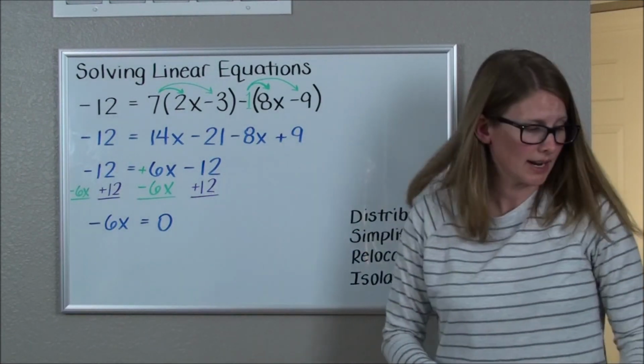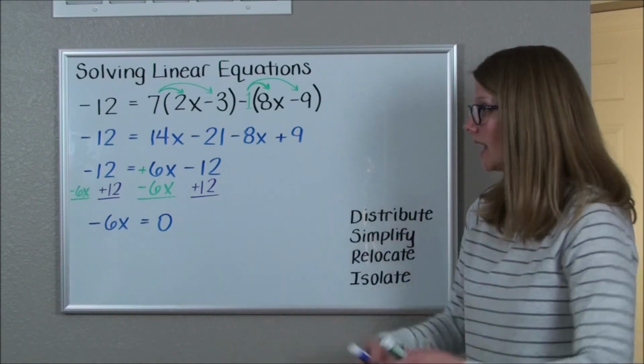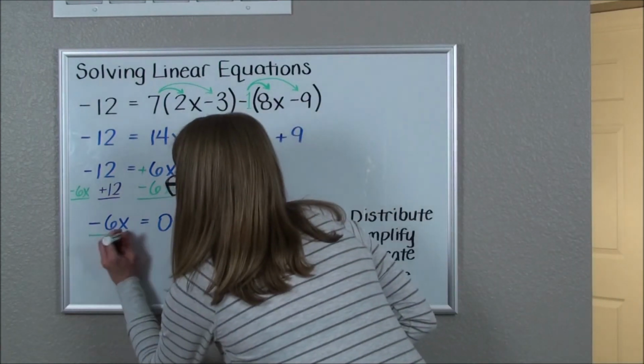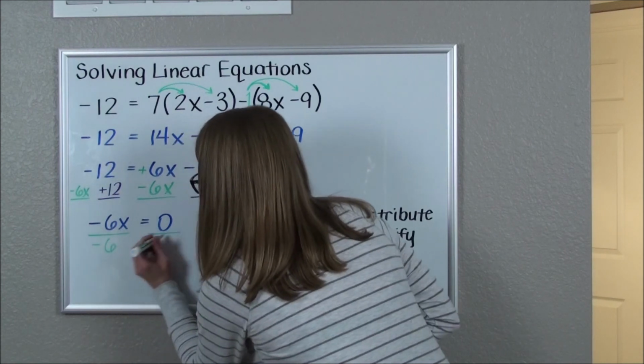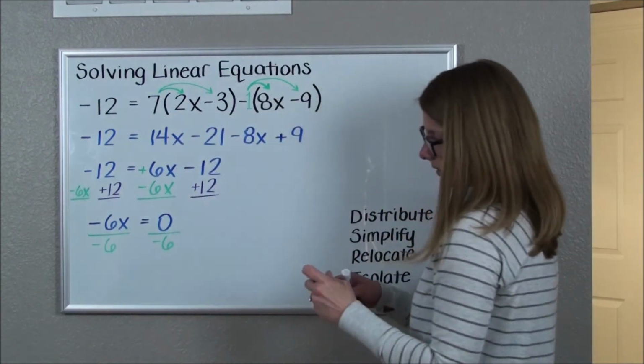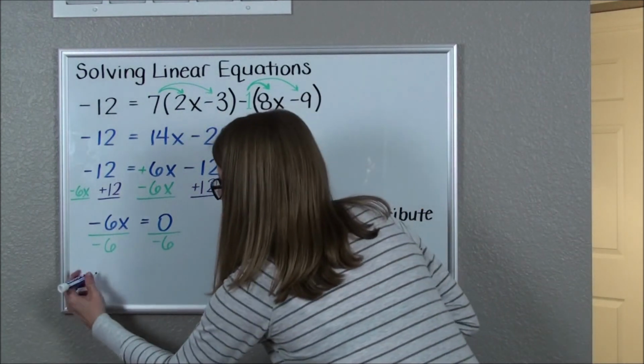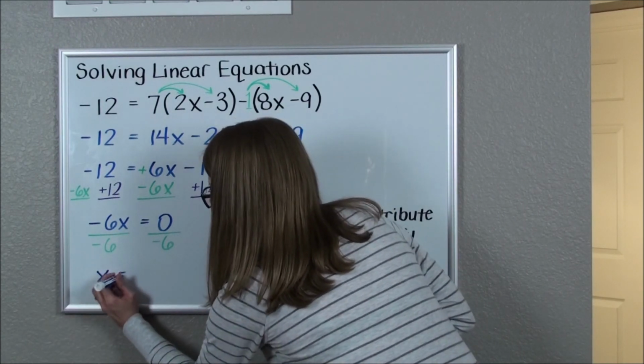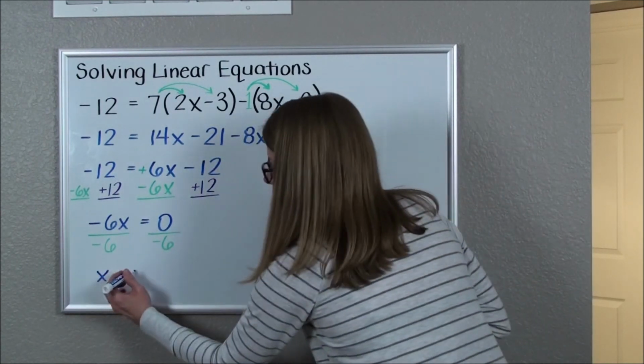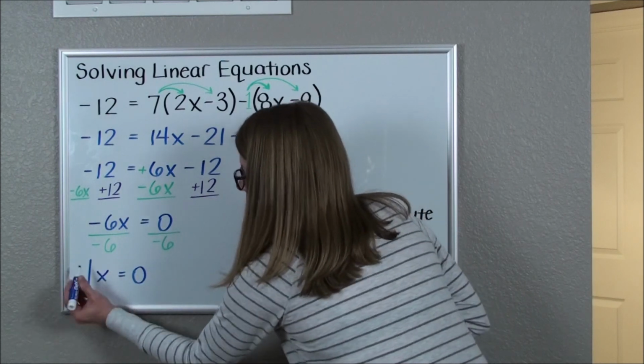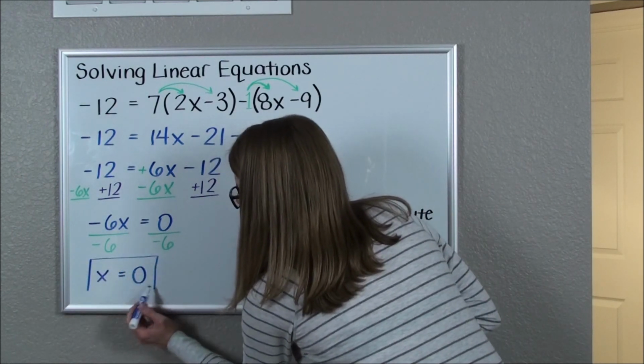So right now I've got a negative 6 attached to the x, I want to detach it with division. So I'm going to divide both sides by negative 6. Negative 6x divided by negative 6 is x by itself. 0 divided by negative 6 is 0. And so my answer is that x must equal 0.